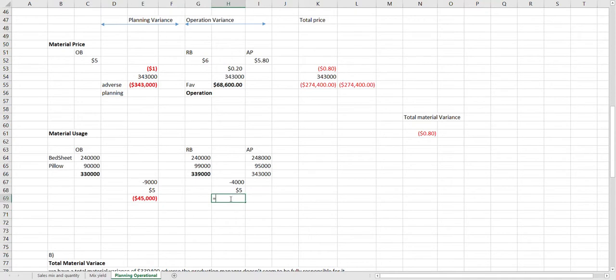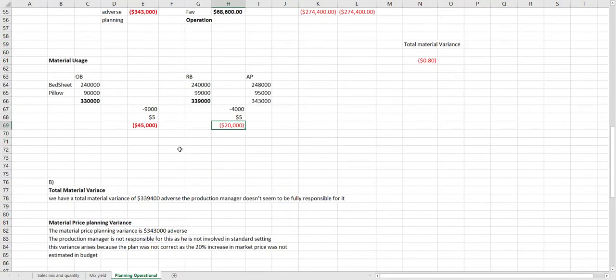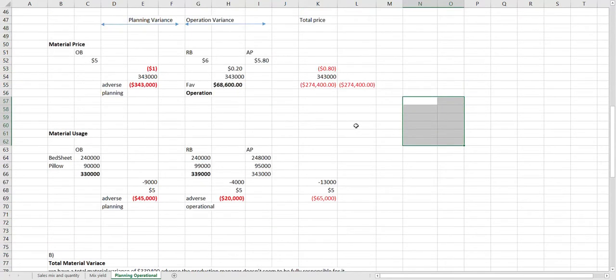With 45,000 adverse, $20,000 adverse. So this is adverse planning, and this is adverse operational. If we hadn't looked at variances like this, if we had looked at it as overall, then there would have been 13,000 adverse, which multiplied by the $5 would have been $65,000 adverse. So we would blame operational staff for a 65,000 adverse variance, which would not be fair. Now, dividing variances like this makes it more fair.